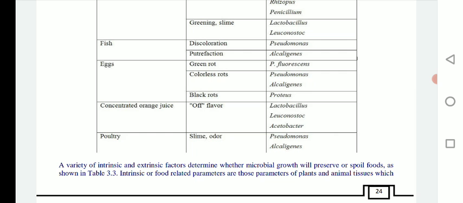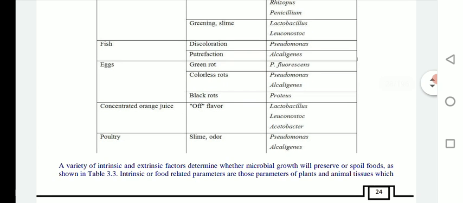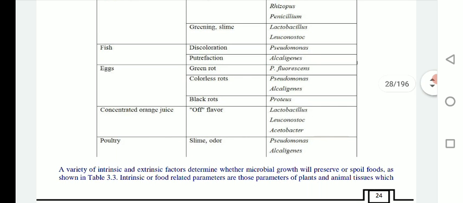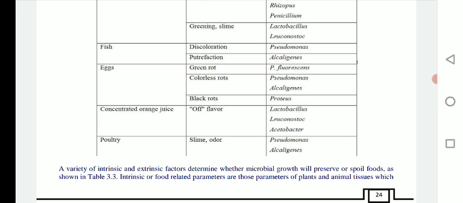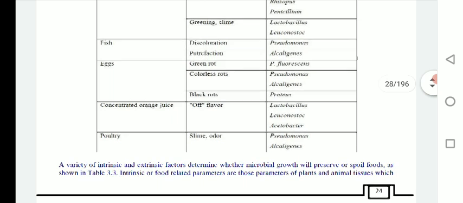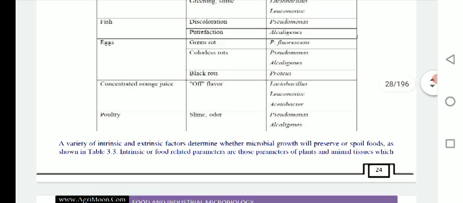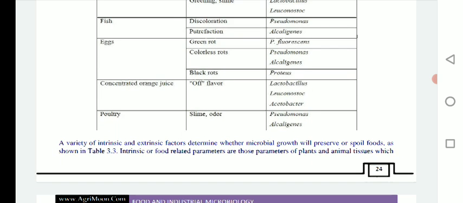Then concentrated orange juice. You can simply observe its spoilage by off flavor, so it produces a foul smell, and this is mostly spoiled by Lactobacillus, then Leuconostoc, then Acetobacter. And poultry products are mostly spoiled by Pseudomonas and Alcaligenes.